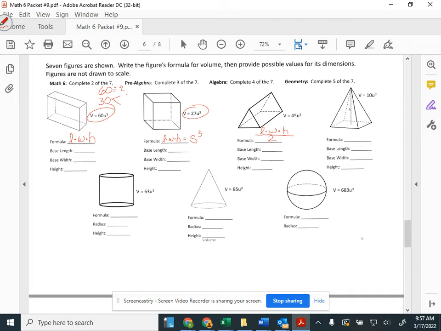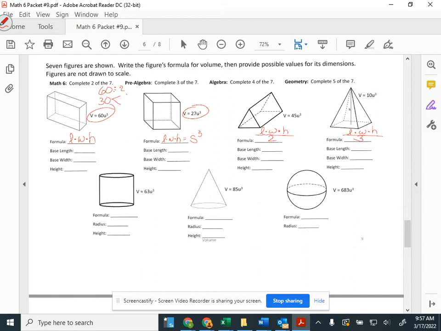With our pyramid, we have that same length times width times height. But because it's a pyramid, what do you think we have to divide it by? Any guess? 4. Oh, I know. 3. 3. It's a magic number with pyramids. It's what we learned. We've worked with these formulas. We're going to keep working with them, and it's going to start clicking.